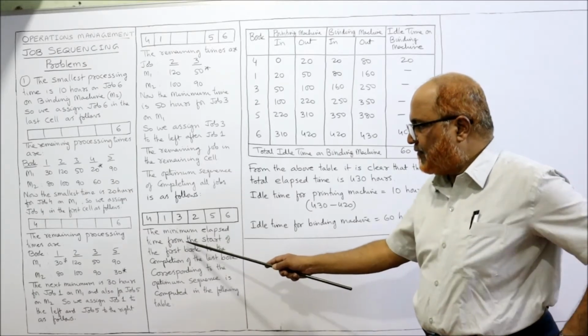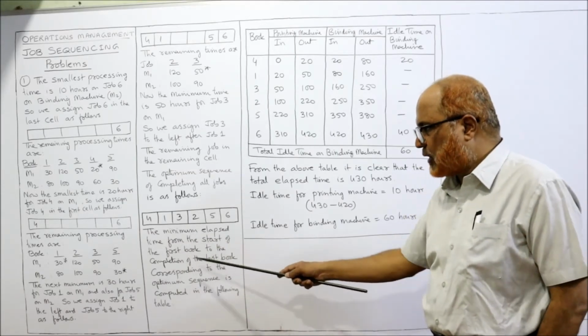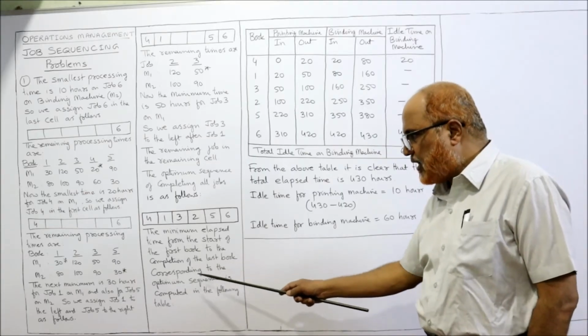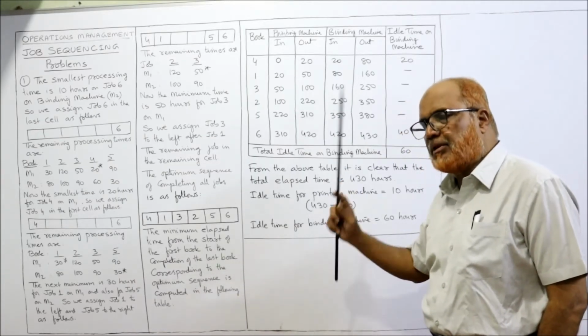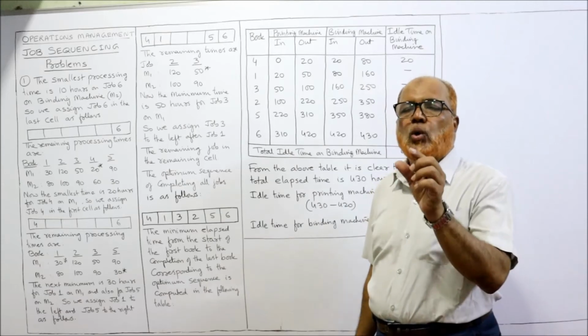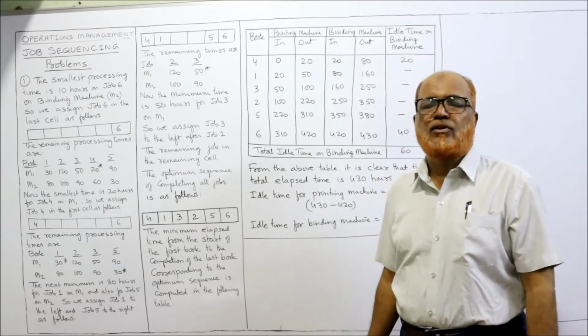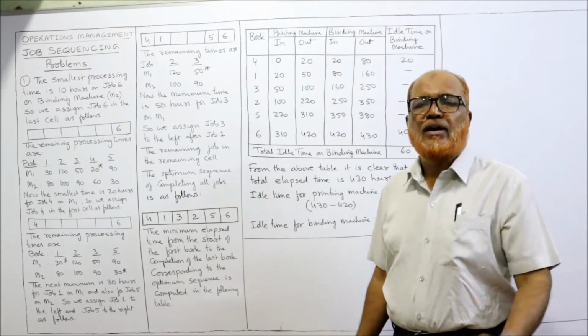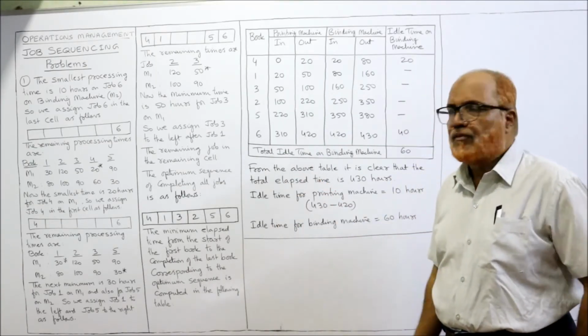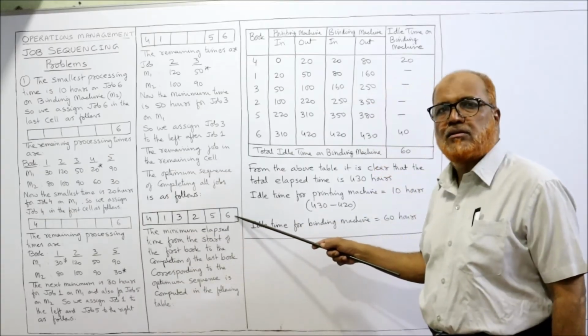Minimum elapsed time from the start of the first book to the completion of the last book, corresponding to the optimum sequence, is computed in the following table. So what is the total elapsed time? What is the idle time for the first machine and the idle time for the second machine? That we can find out by preparing this table for this optimum sequence, right?